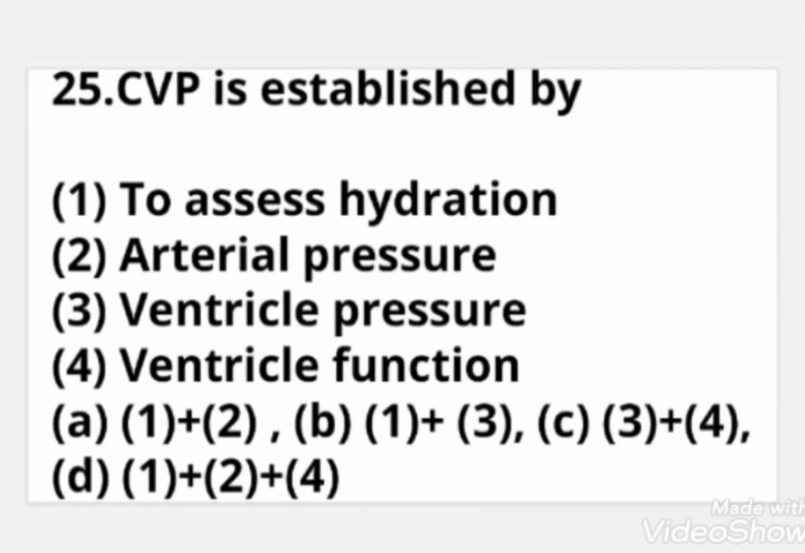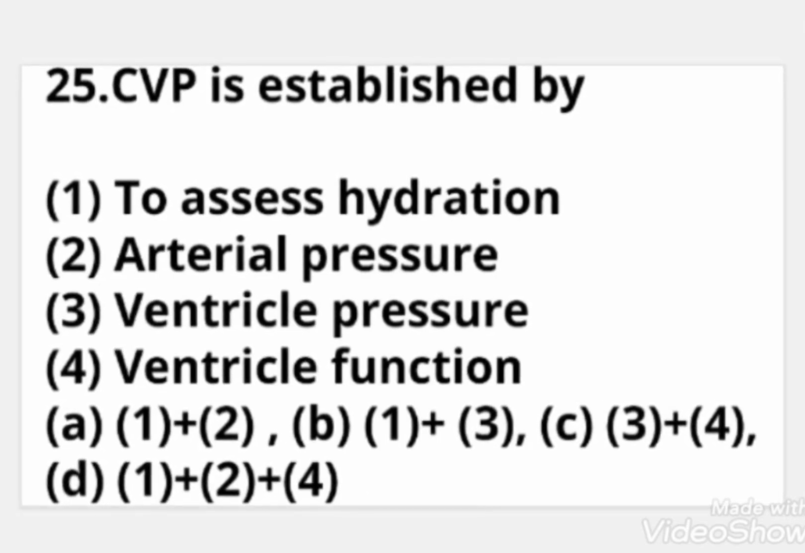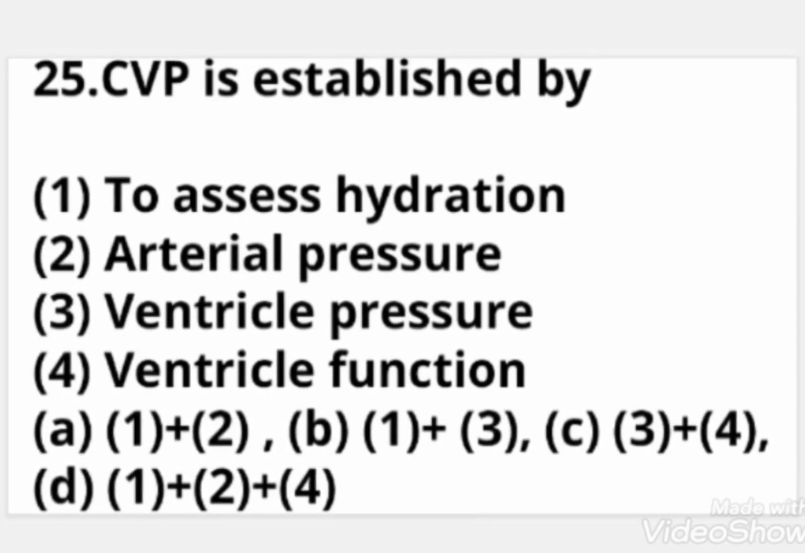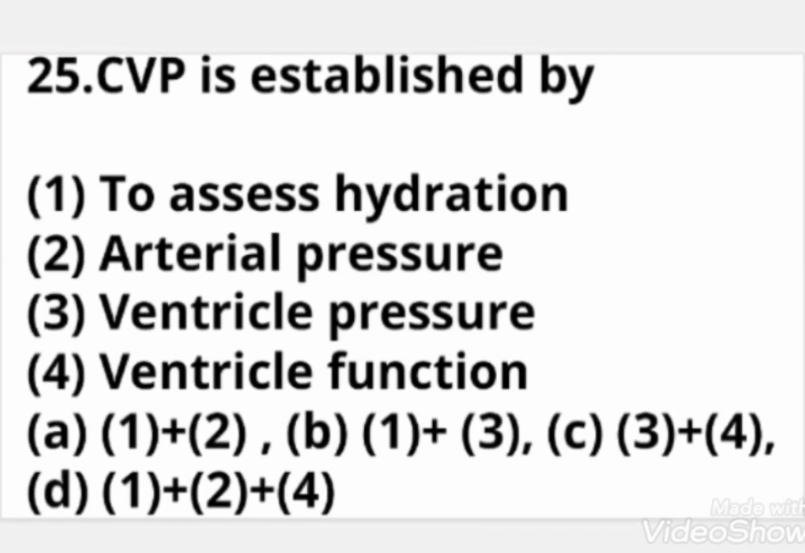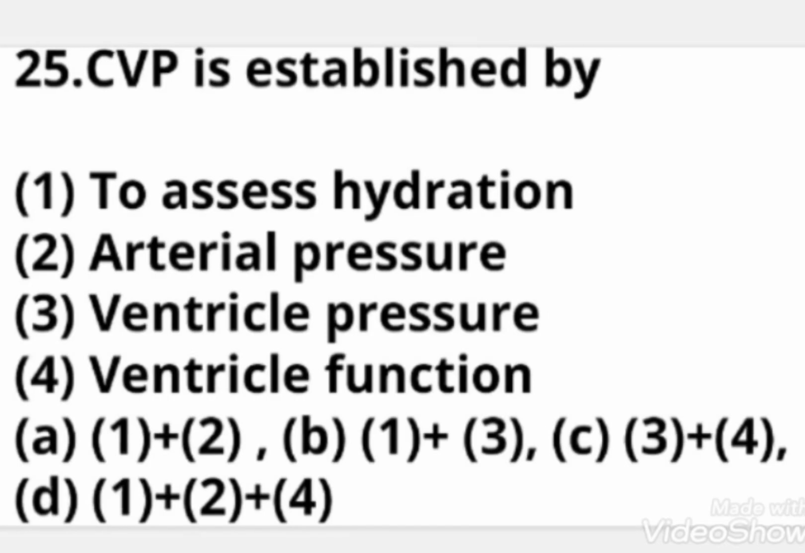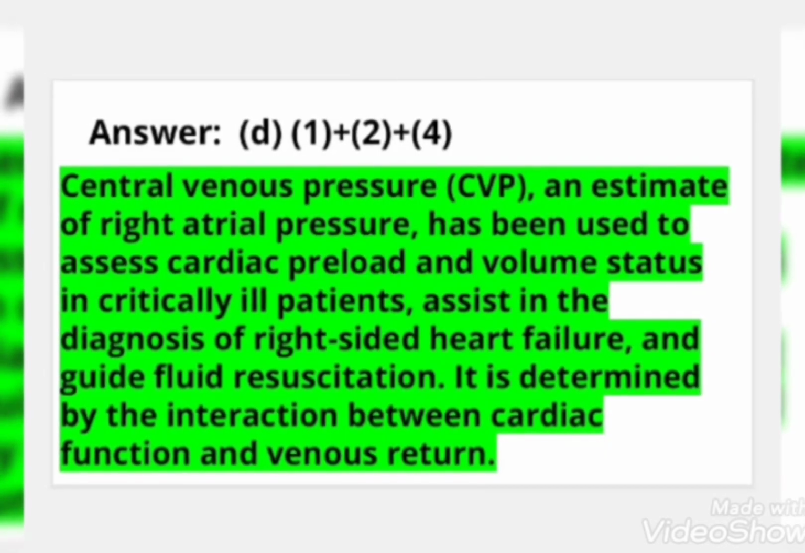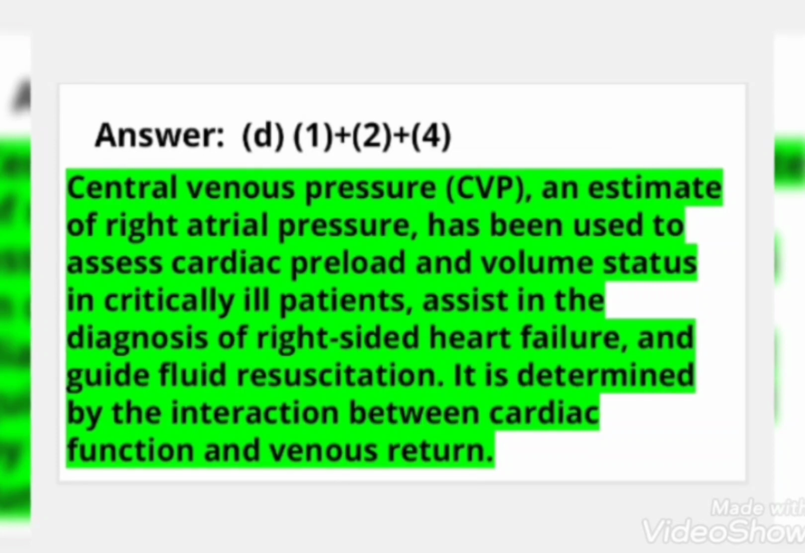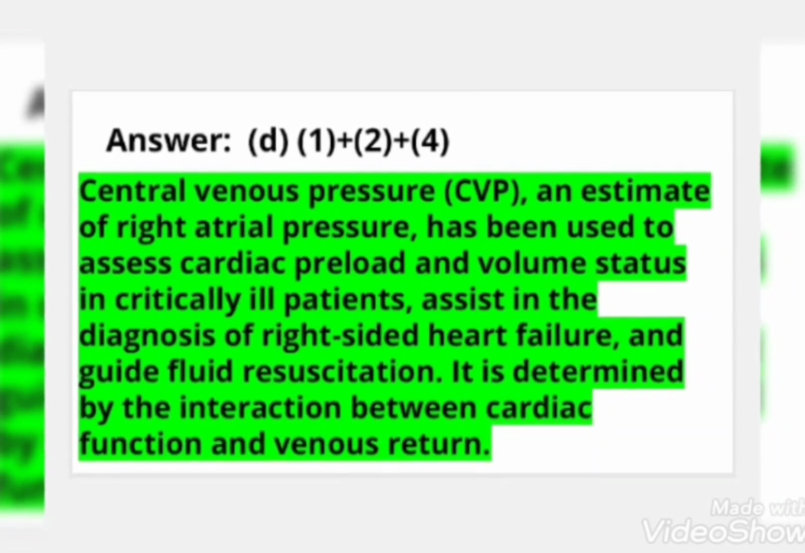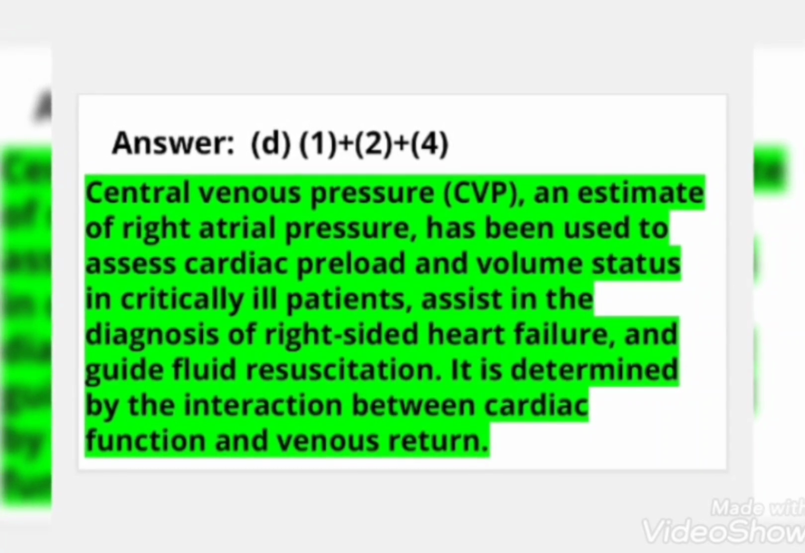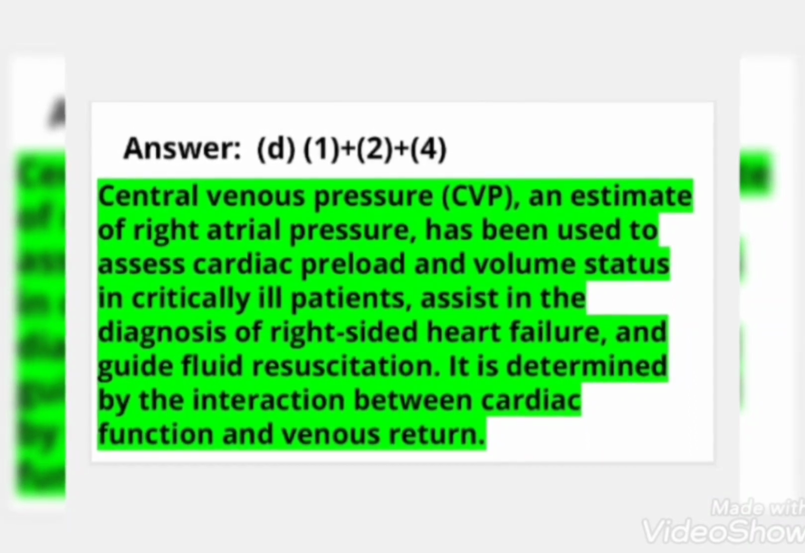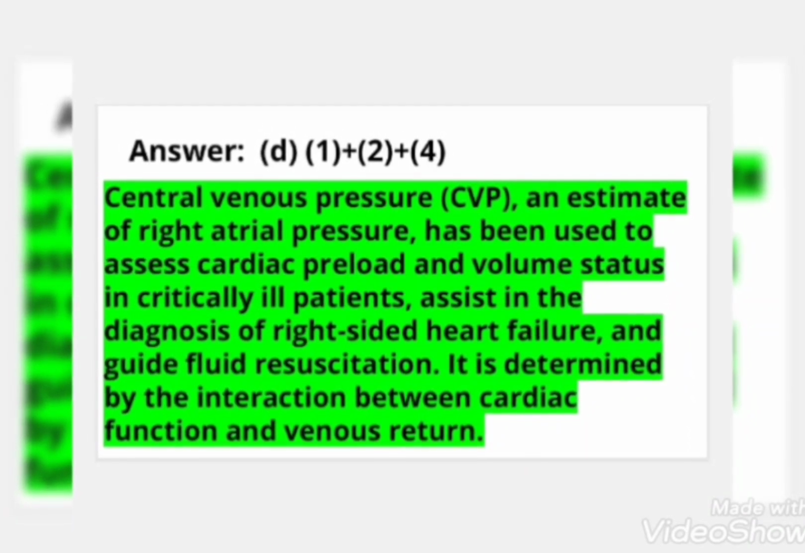25. CVP is established by: 1. To assess hydration, 2. Arterial pressure, 3. Ventricle pressure, 4. Ventricle function. A. 1 plus 2, B. 1 plus 3, C. 3 plus 4, D. 1 plus 2 plus 4. Central venous pressure, CVP, an estimate of right atrial pressure, has been used to assess cardiac preload and volume status in critically ill patients, assist in the diagnosis of right-sided heart failure, and guide fluid resuscitation. It is determined by the interaction between cardiac function and venous return.